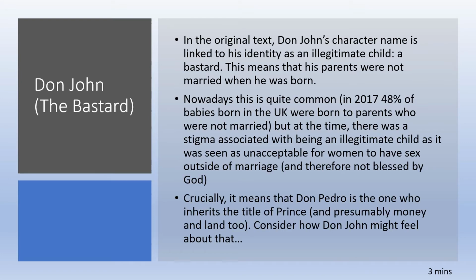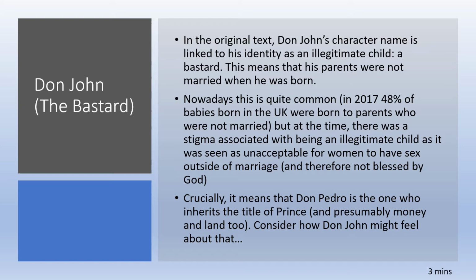Okay, just a little bit of context for Don John the Bastard. In the original text, Don John's character's name is linked to his identity as an illegitimate child, a bastard. This means that his parents were not married when he was born. Nowadays, this is quite common. In fact, in 2017, nearly half of all babies born in the UK were born to parents who were not married. So it's not a thing anymore, and quite rightly.